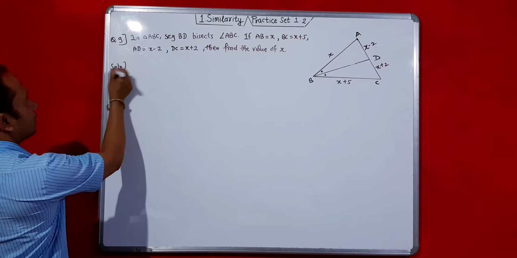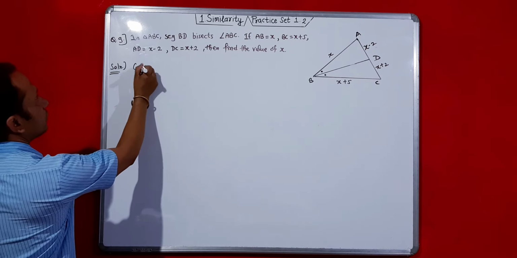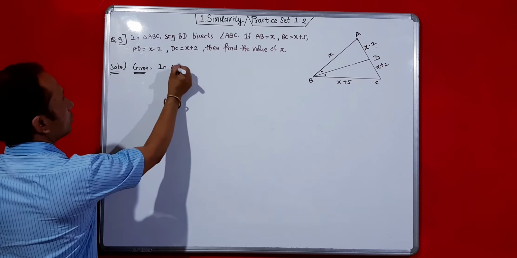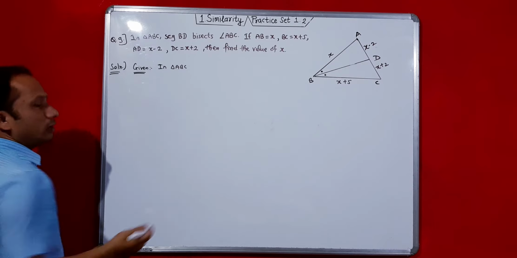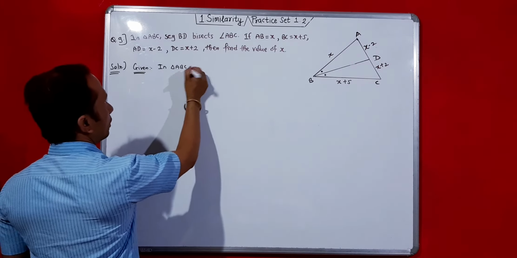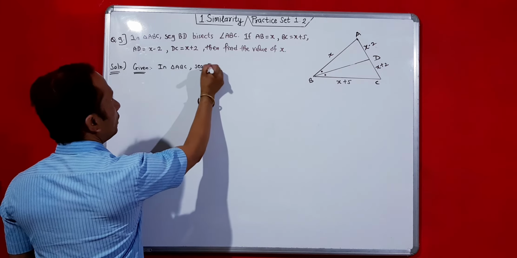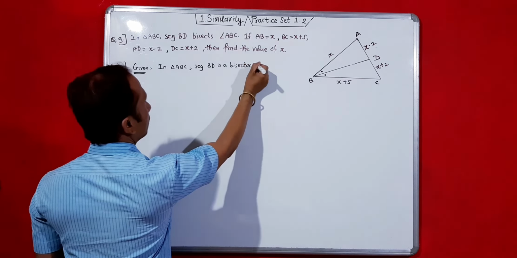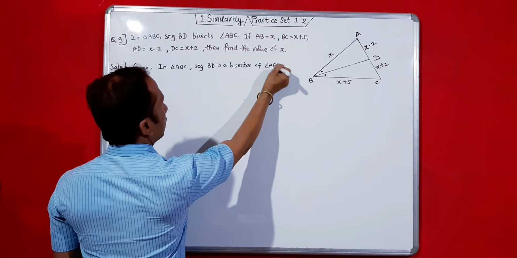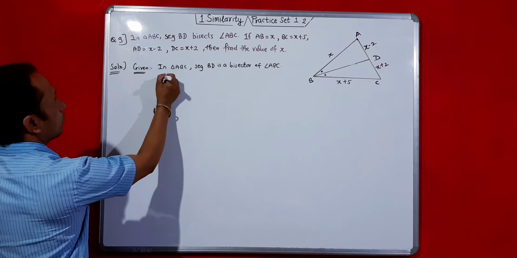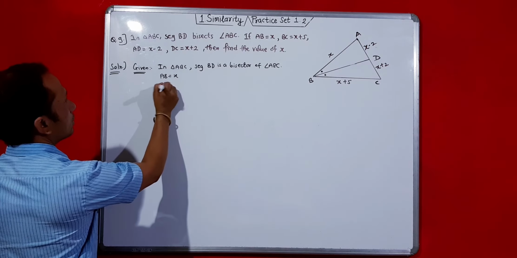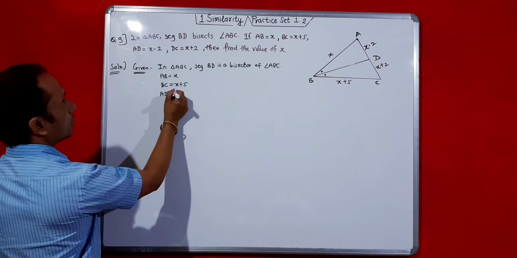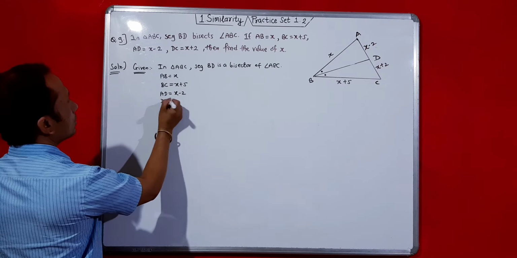In this category I will show you. You write first, given. Given, in triangle ABC, seg BD is a bisector of angle ABC. We'll write in another format, which is also a correct format to write the solution. Then what is given? AB is equal to x, BC is equal to x plus 5, AD is equal to x minus 2, and DC is equal to x plus 2.